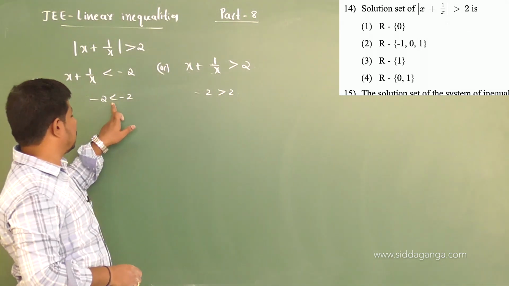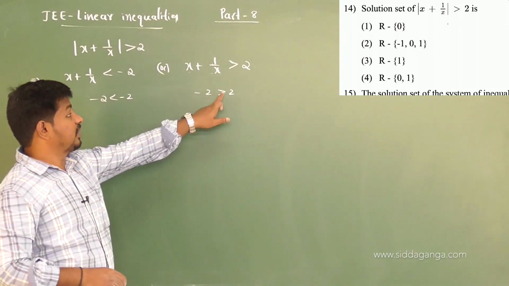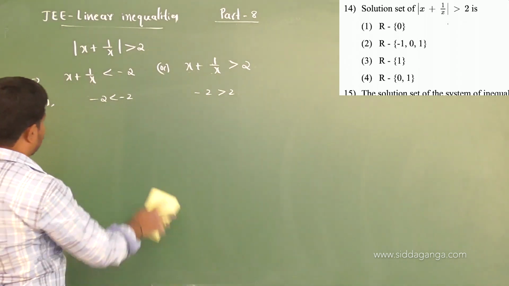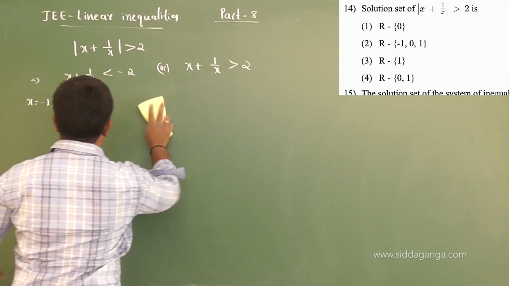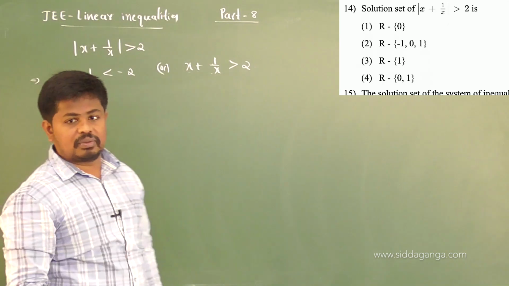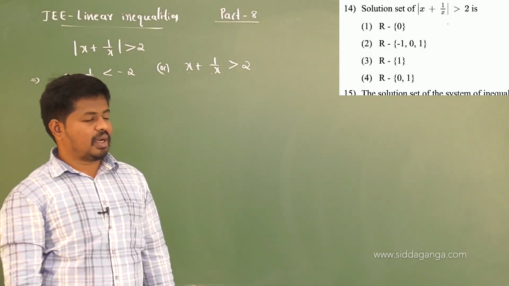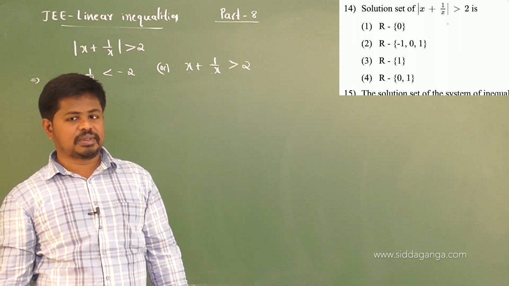Minus 2 less than minus 2. Minus 2 is greater than plus 2. So both are wrong. So your option, that is fourth, is also wrong. So the remaining, the last one, is what? Option 2. Option 2 is the correct one.